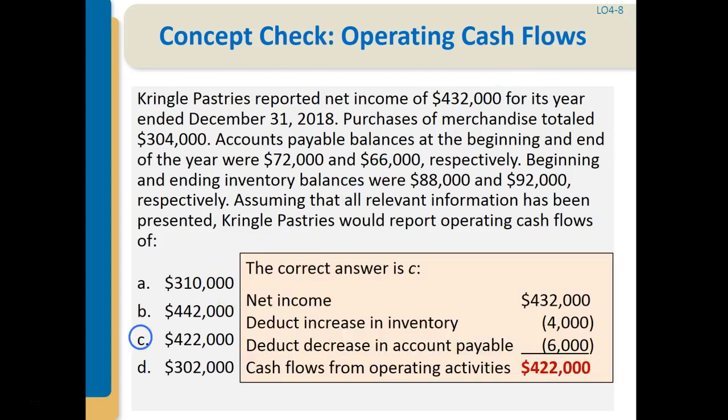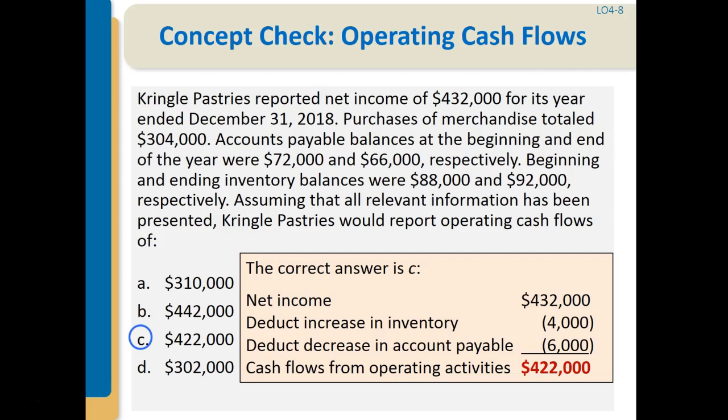So, as you can see here, the correct answer is C, $422,000. We start with our net income of $432,000. Our inventory increased by $4,000. So the inventory went from $88,000 to $92,000. We're going to subtract that amount.